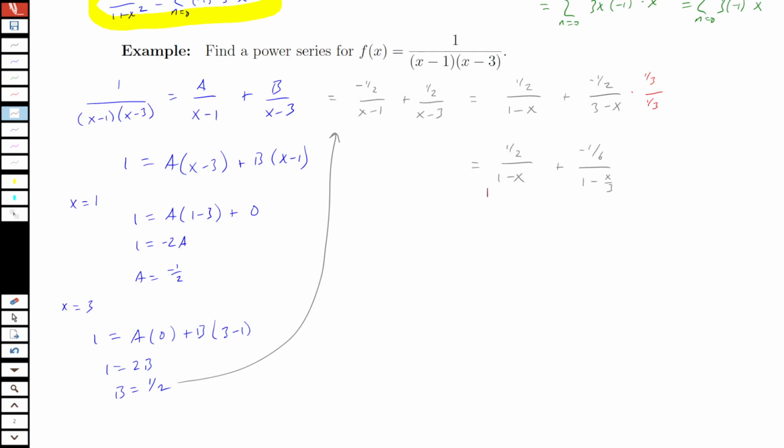Okay. So for this one on the left, if I do the a over 1 minus r, it's the sum 0 to infinity of a r to the n. I'm going to pick a to be 1/2 and pick r to be x. So 1/2 over 1 minus x is going to be the sum of 1/2 times x to the n. Okay, so that part looks good.